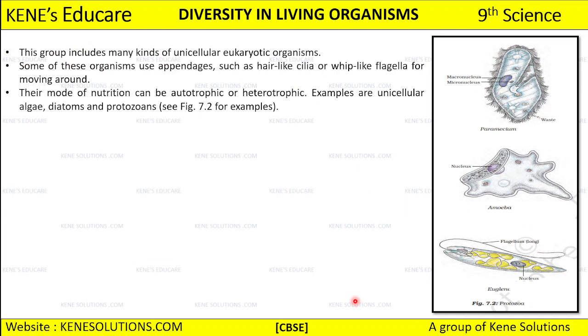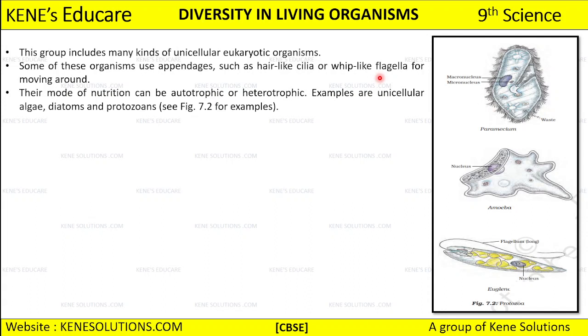Okay. After that, this is the second kingdom, kingdom Protista, which includes many unicellular eukaryotic organisms. What kind of organisms? Unicellular eukaryotic organisms. Some of these organisms even use appendages, such as hair-like cilia or whip-like flagella for moving around. तो ये जो organism होते हैं kingdom Protista के अंदर, they have this hair-like cilia, or they have whip-like flagella, so that they can move from one place to another.